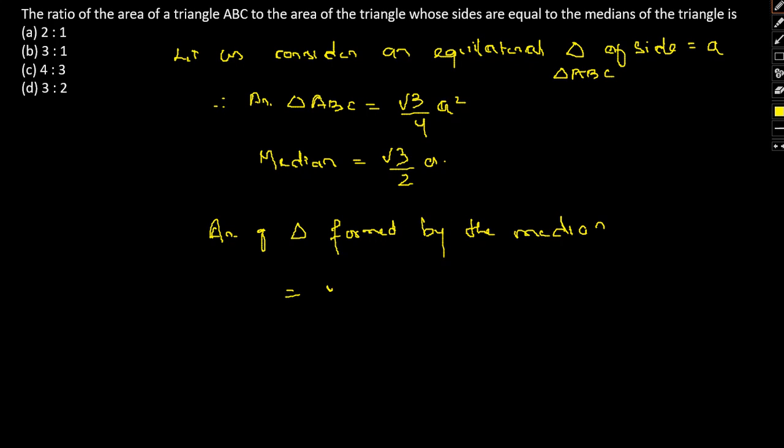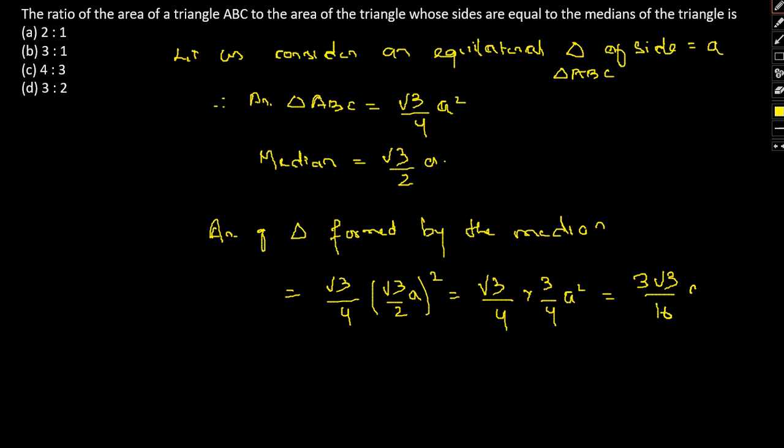would be given by, so we'll again assume that it is an equilateral triangle as well. So what is that? So it will be root 3 by 4. So in place of a, what we're going to be using is root 3 by 2 a, squared. So this in turn will give us root 3 by 4 into 3 by 4 a square. Okay, so if we further solve the same, it is 3 root 3 by 16 a square.